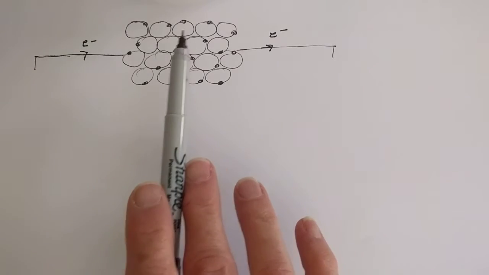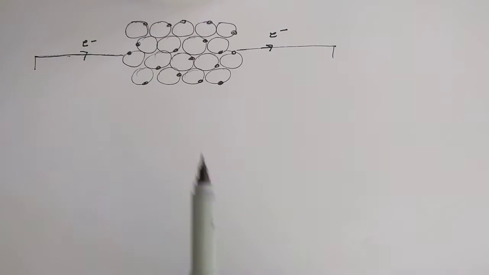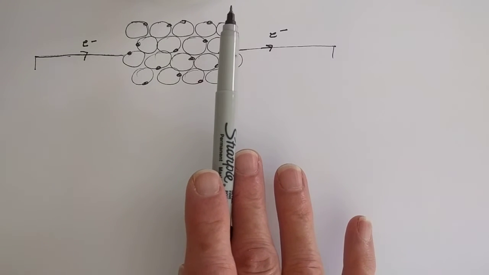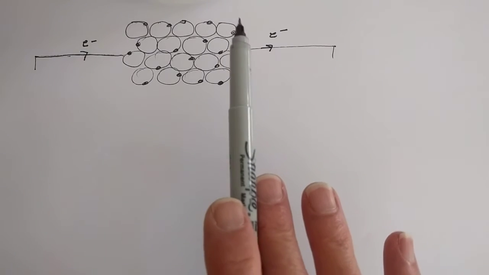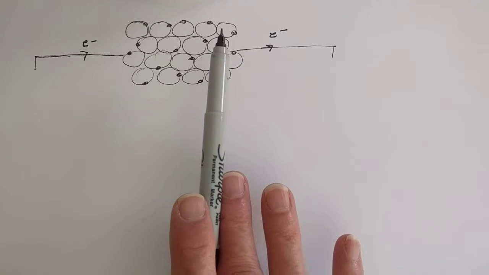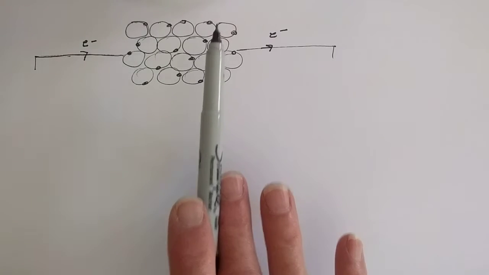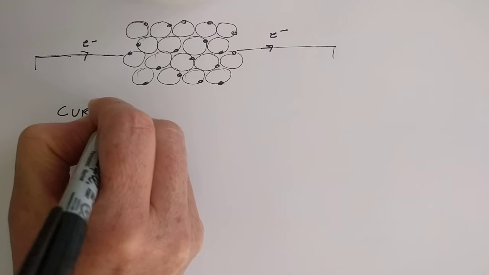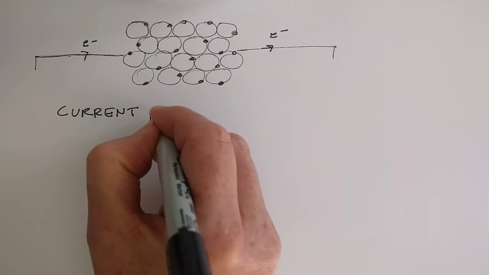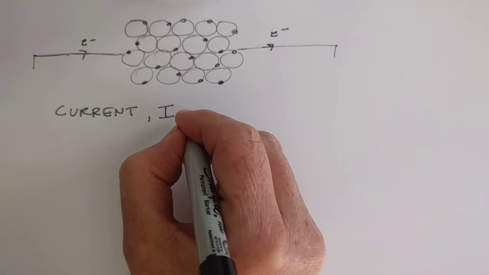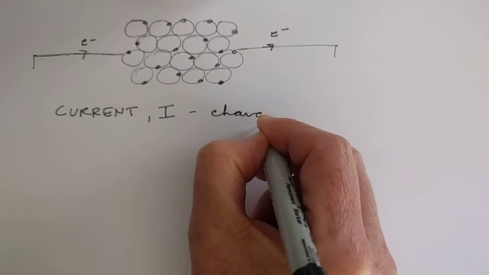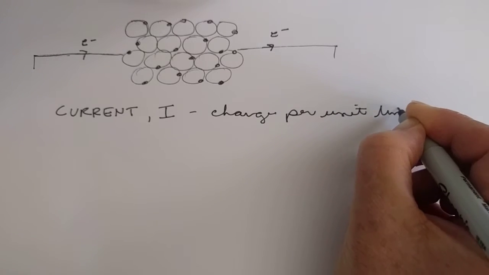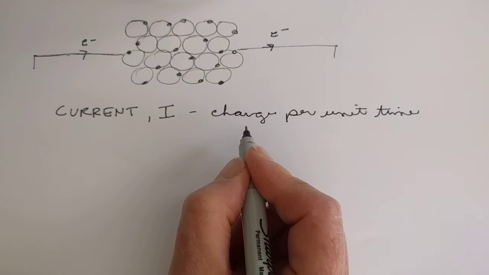But we don't just have one electron going through our wire, we have a bunch of electrons. And if we were to count the electrons that go through in a second, multiply by the charge of the electron, we would get the total amount of charge that crosses a particular point in a second. And we call that the current. The current, and we represent that by capital I. And this is the charge per unit time.